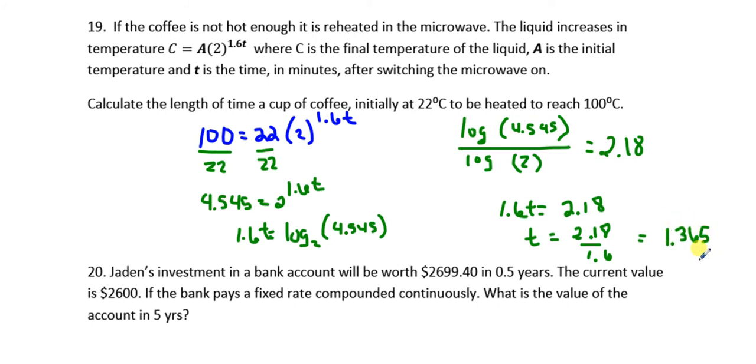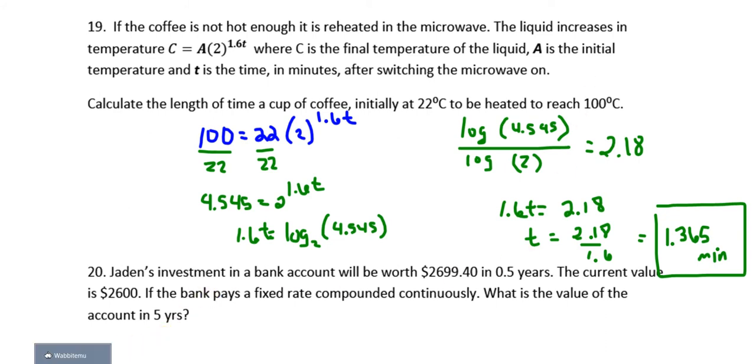365, whatever we're talking about, minutes? Yeah, time in minutes. So after 1.3 minutes, our coffee, that's cooking coffee for quite a long time. Usually I go about half a minute. So that's going to get the coffee up to 100 degrees. And 100 degrees Celsius is boiling.